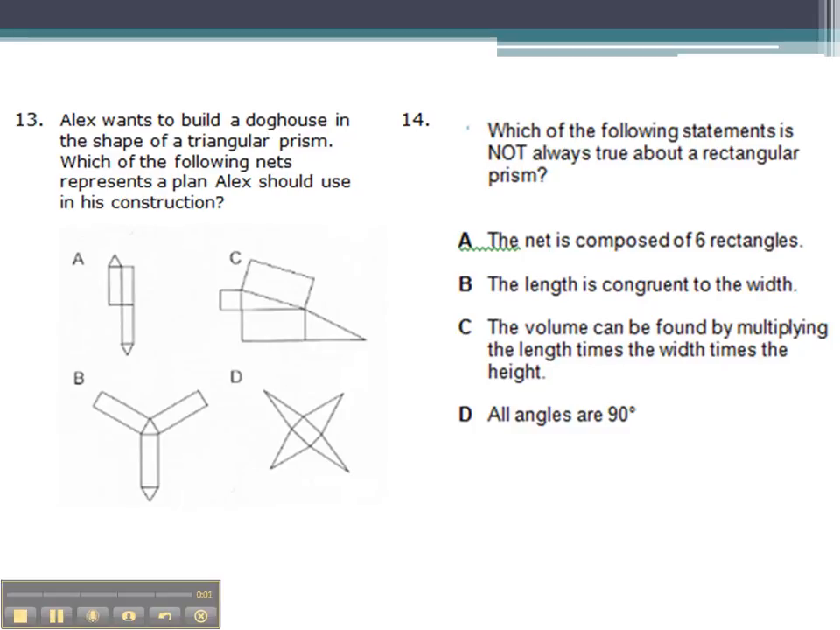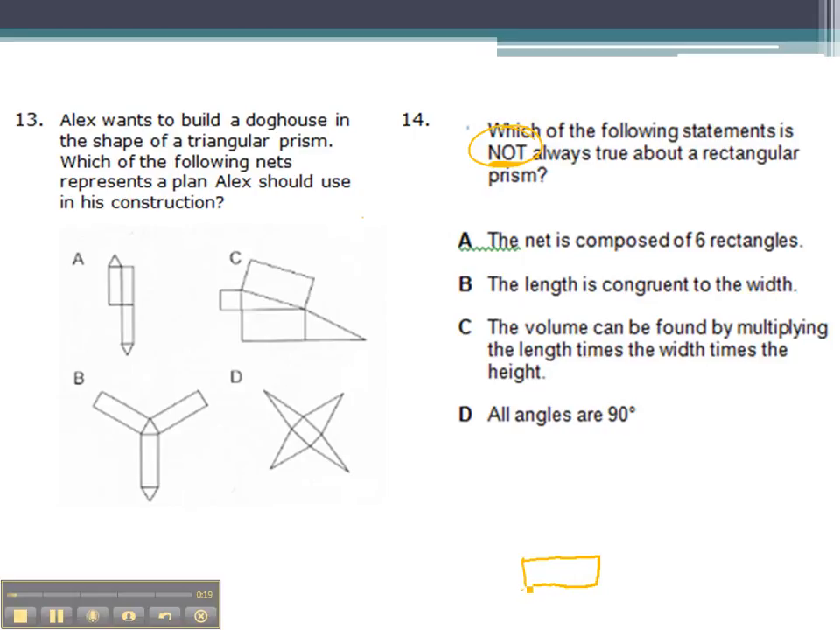Okay, problem 14 asks us, which of the following statements is not always true about a rectangular prism? So looking for the false statement here. First, let's draw a rectangular prism.